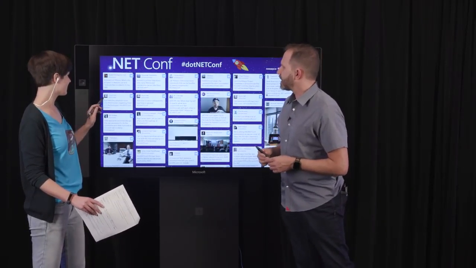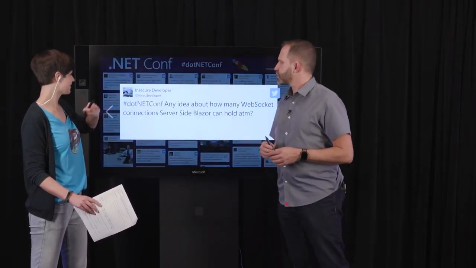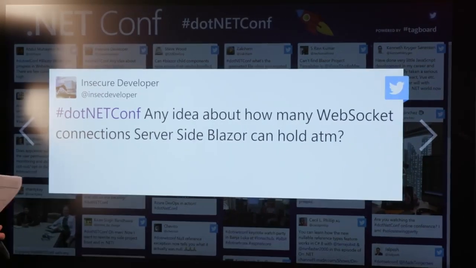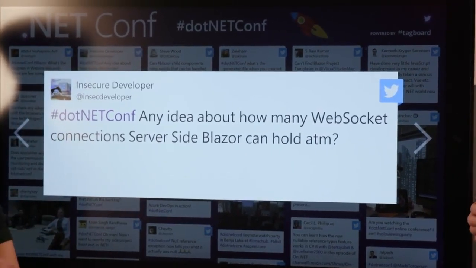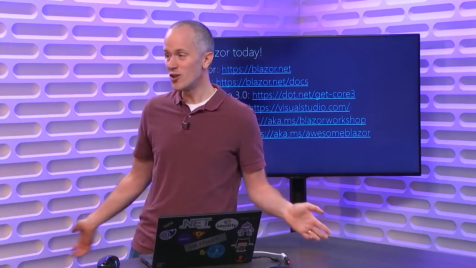Any ideas about how many WebSocket connections server-side Blazor can handle? Well, that really depends on how your server is set up. If you use the Azure SignalR service, it will multiplex all of the connections to your app, and you can scale up to tens of thousands of connections, no problem. The connections may not be the real bottleneck, though. Most likely it's going to be memory on the server, because you are paying with your server resources to actually run the UI for the client.